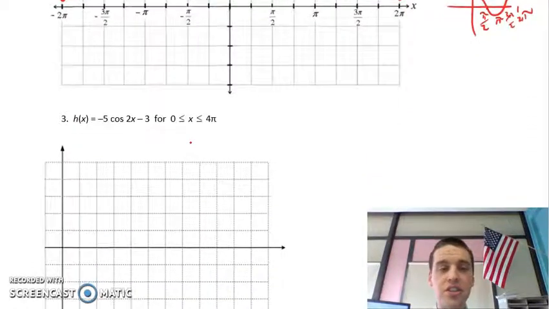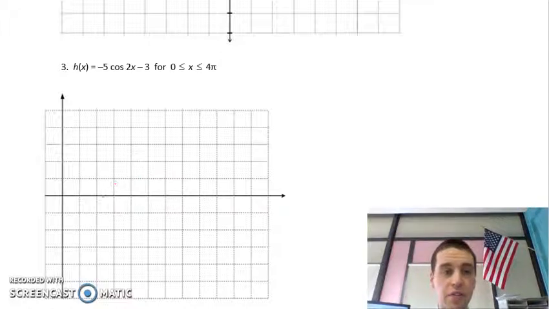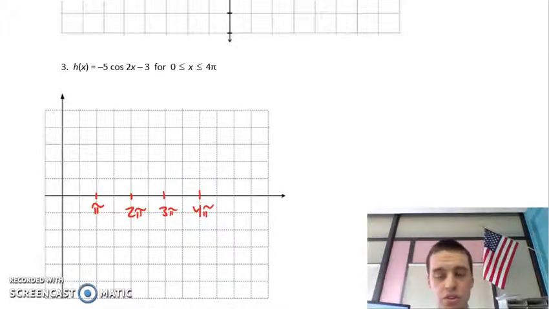I would like you guys to try 3 on your own, knowing that for 3, you should have a scale that looks like this. Pi, 2 pi, 3 pi, 4 pi. So that's going to take a minute. Pause it or do that later on. We're going to move on.